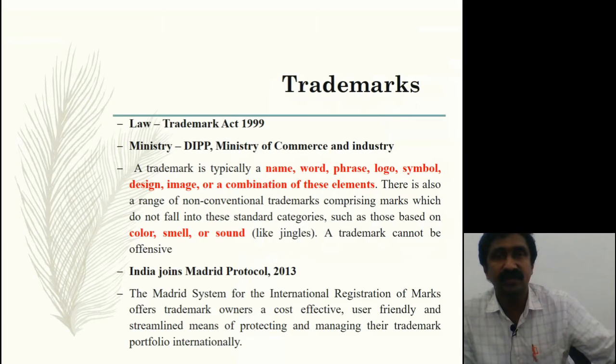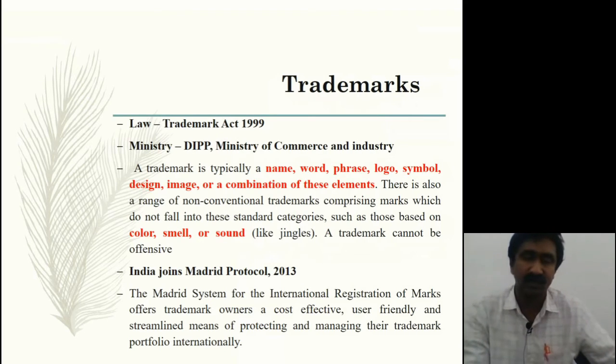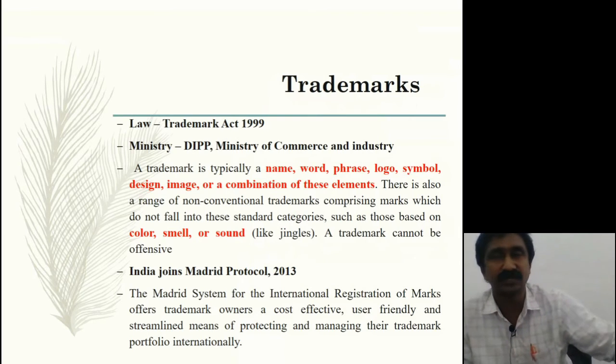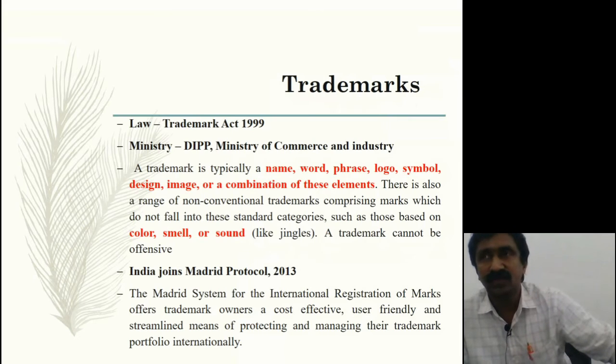So usually trademarks are marked with a capital R in a circle, which is the registered logo. For example, Microsoft, the name, is a trademark. Apple, the name, is a trademark. And they have their own logos also. Microsoft, for example, has that particular logo.